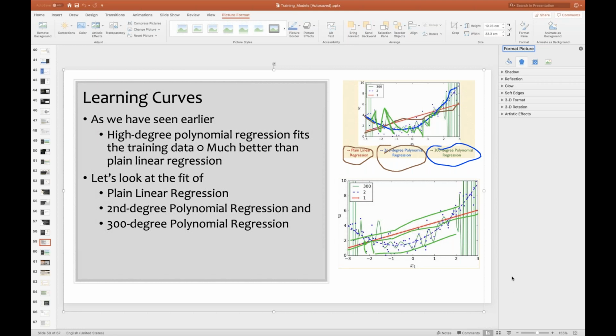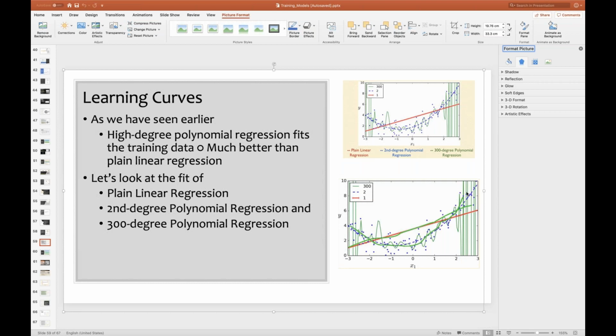Now, the beauty of having the high-degree polynomial regression is that your data is going very, very close. Now see this graph. Okay, guys, one second. Is this graph good or is this graph good? Tell me something.